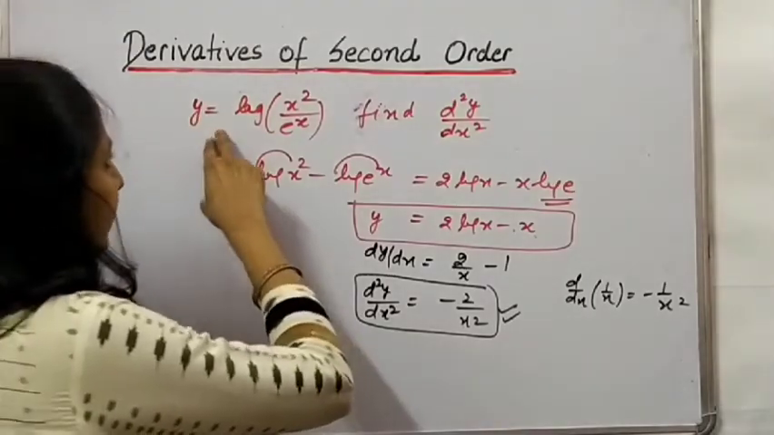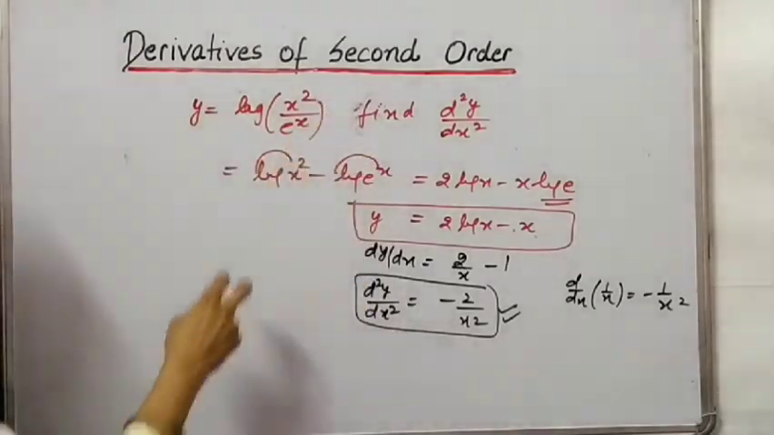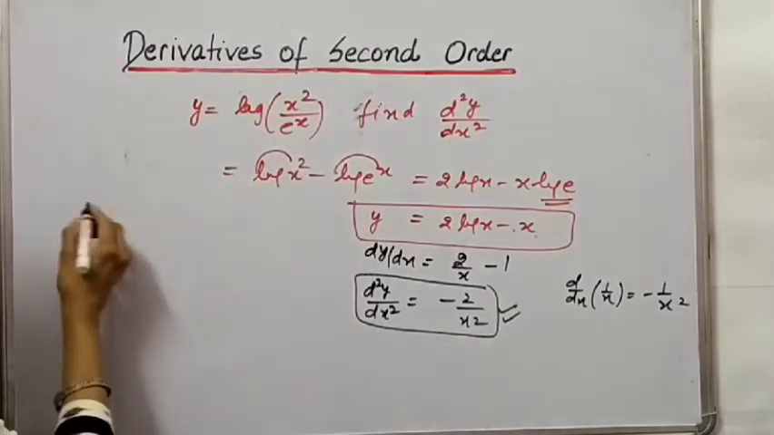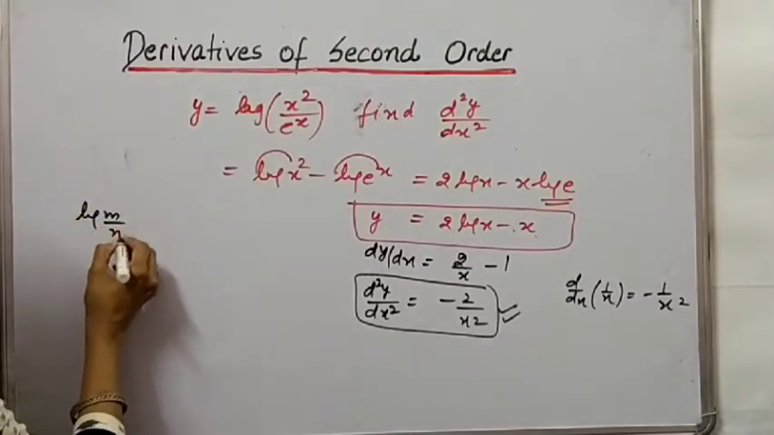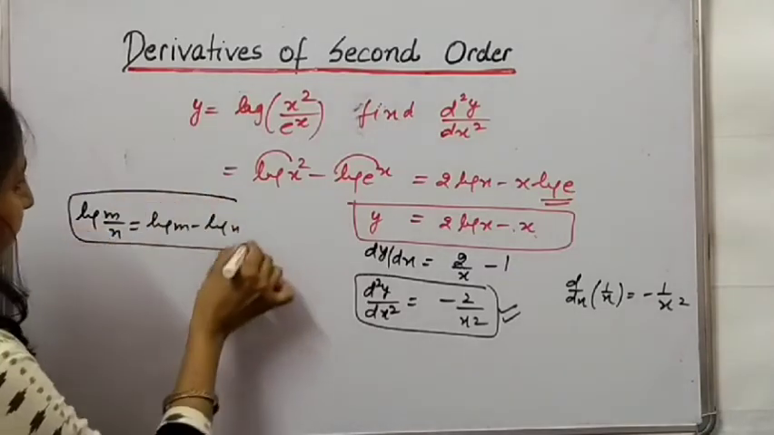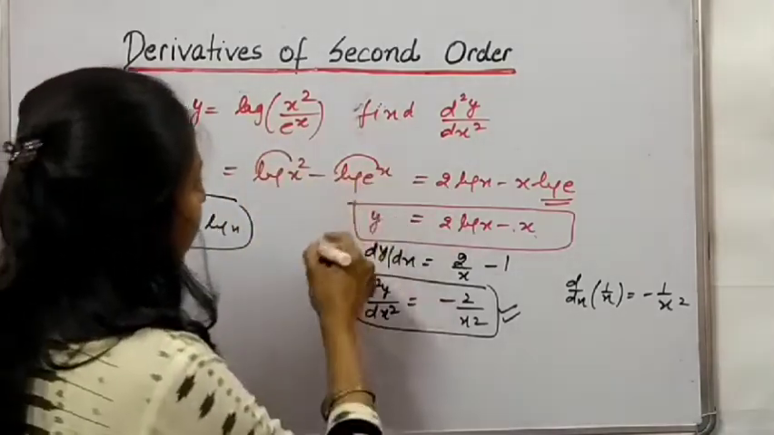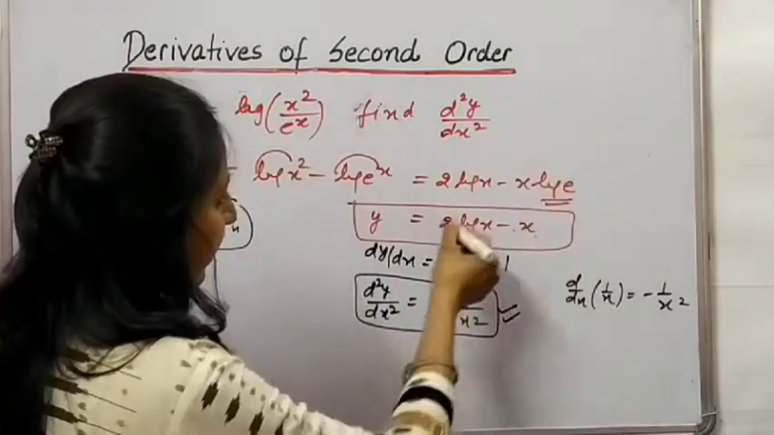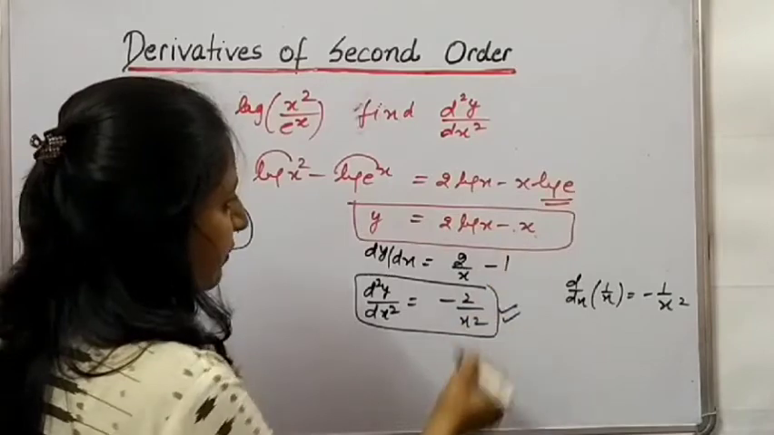Yes, it is given y is equal to log of x square upon e raised to power x, so we can write it as log x square minus log e raised to power x, because we know log of m by n is equal to log m minus log n, right? So log of x square minus log e raised to power x, and further we can write it as 2 log x minus x log e. We know log e is 1, so y is equal to 2 log x minus x.